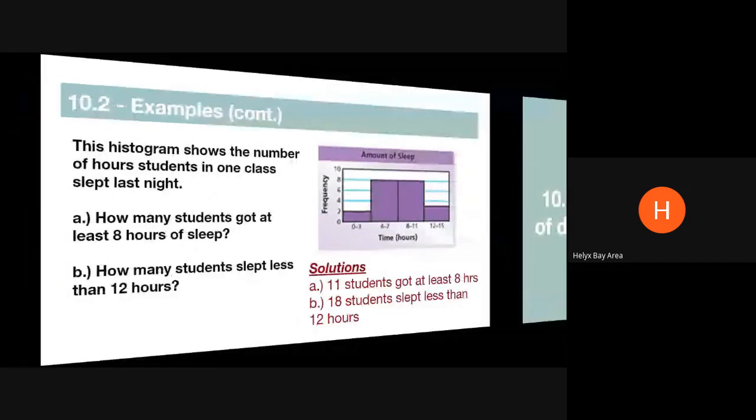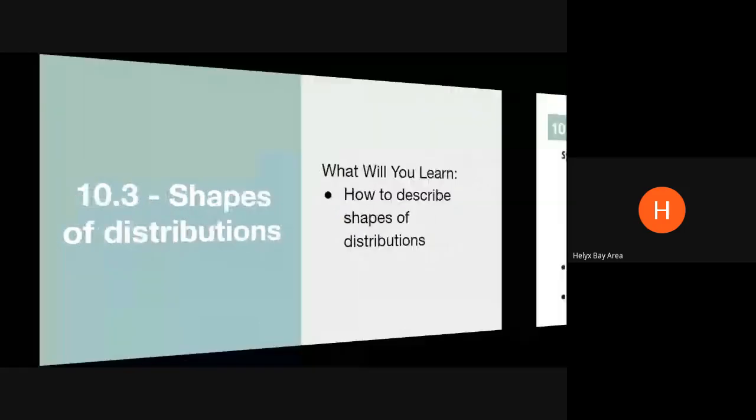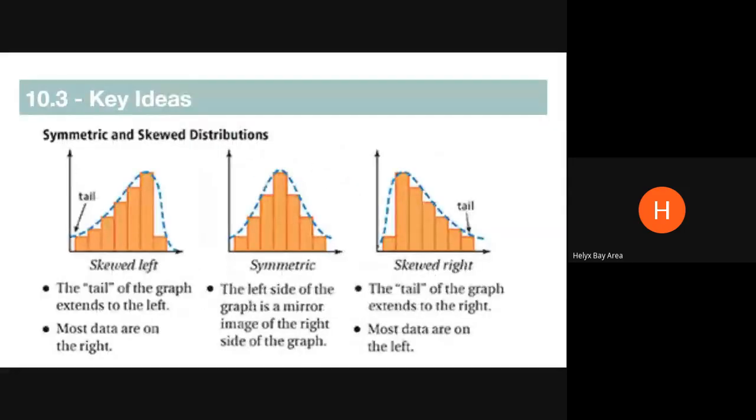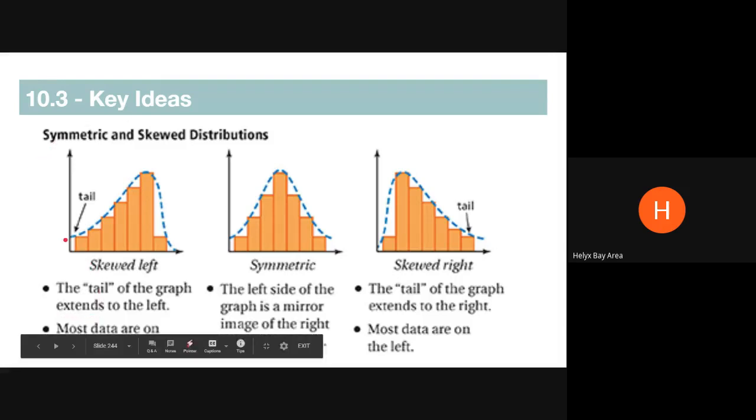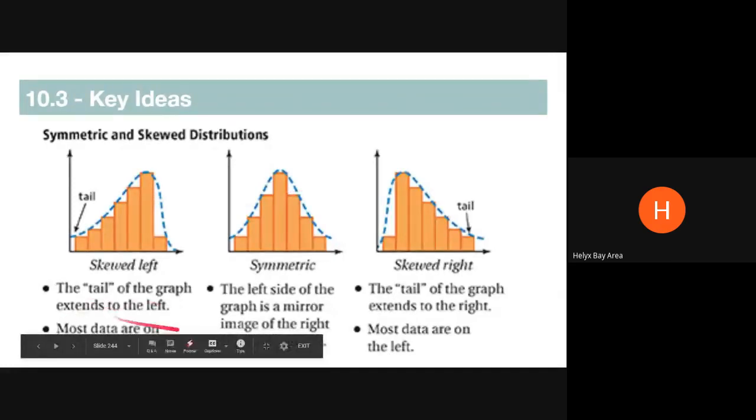So shapes of distribution. You're going to be learning how to describe shapes of distribution. 10.3 will cover symmetric and skewed distributions. Skewed left means that the tail, this blue line right here, extends to the left of the graph.